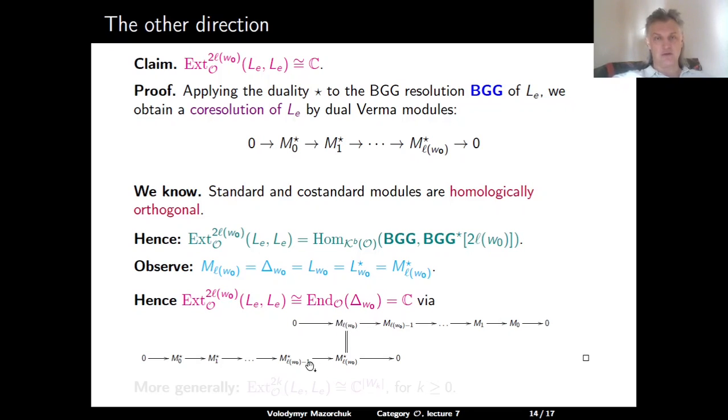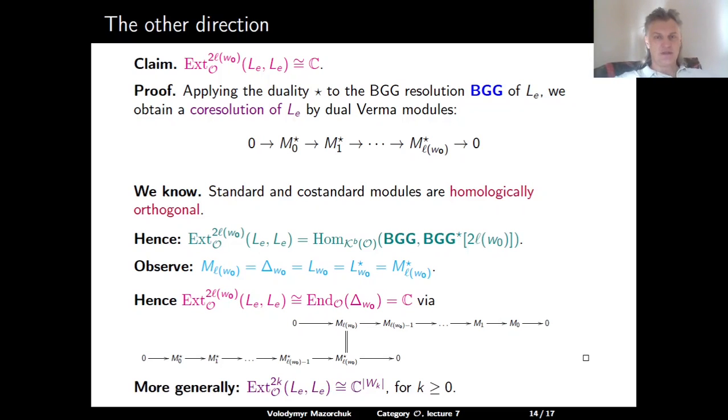component M(l(w0)) to M*(l(w0) minus 1), because this consists of delta w0 and this consists of nabla w, where the length of w is l(w0) minus 1. So there is no w0 here. Similarly, here are deltas for elements which have length l(w0) minus 1. There is no w0 here, and this is nabla w0. So there are no homotopies in this picture, which means that this gives us a non-zero map of complexes in the homotopy category, and hence a non-zero Ext of degree 2l(w0) from L(e) to L(e).